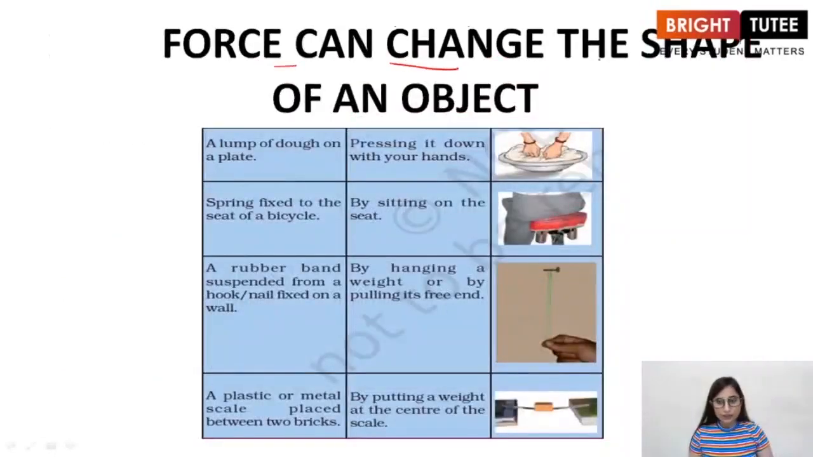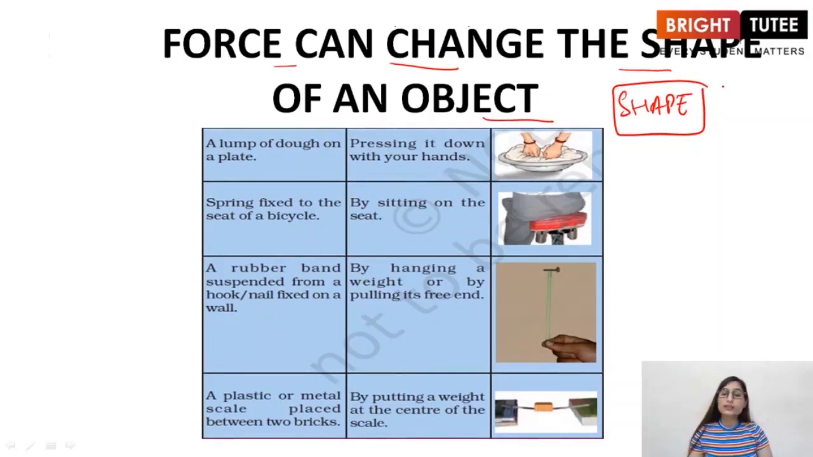Force can change the shape of an object. Till now we saw that force can change the state of motion of an object, right? It was changing the speed and the direction of an object. Now we have to see that force can not only change the speed and direction, but the shape of an object as well. We will be looking at some examples where force applied changes the shape of an object. Let's see. First example is a lump of dough on a plate, pressing it down with your hands.